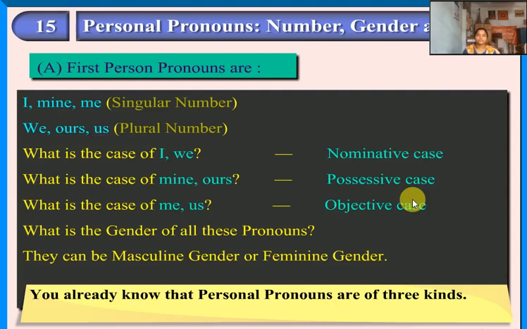What is the case of I, we? Nominative case. What is the case of mine, ours? Possessive case. What is the case of me, us? Objective case. What is the gender of all these pronouns? They can be masculine gender or feminine gender.